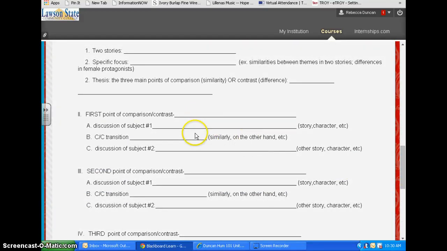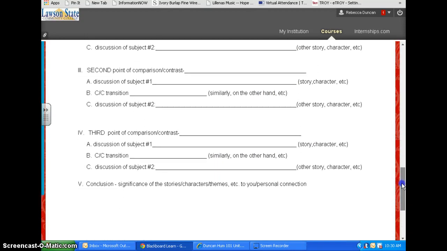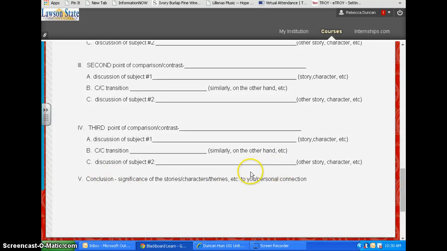Differences are, and then this is just how it's going to be organized. Okay, so you list out what you've selected, and then this is to help you organize for your draft. You don't have to fill in the conclusion yet because you haven't thought it all through, and transitions are important to comparison contrast writing.